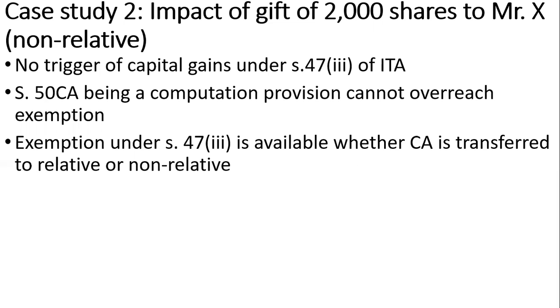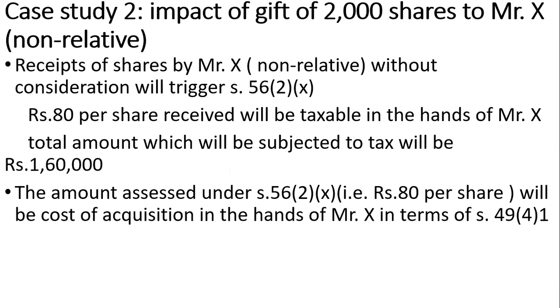Impact of gift: Mr. X has given a gift of 2,000 shares to his maternal uncle. No trigger of section 47(iii), as it is considered a gift, with or without consideration. So 47(iii) will apply. 50CA computation being a provision cannot override the exemption. Exemption under section 47(iii) is available whether capital is transferred to relative or non-relative. So receipt of shares by Mr. X, non-relative, without consideration will trigger 56(2)(x).